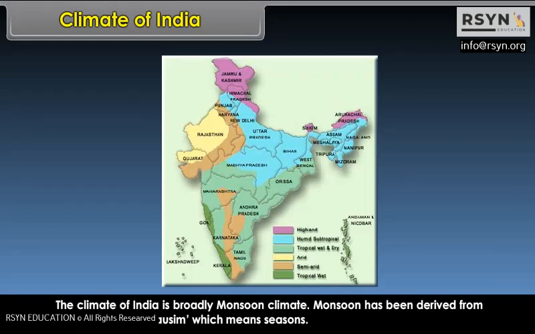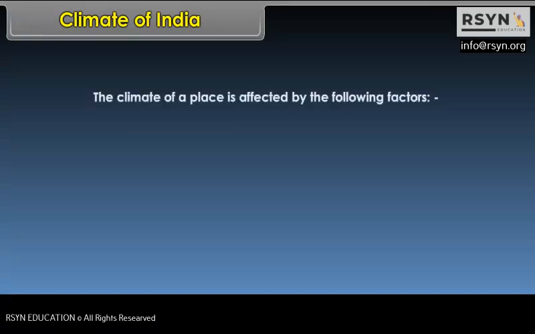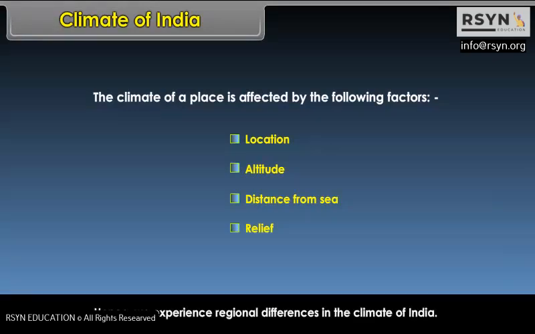Monsoon has been derived from the Arabic word mawsam, which means seasons. India is located in the tropical zone. Hence, most of the rain is brought by monsoon winds. The climate of a place is affected by the following factors: location, altitude, distance from sea, relief. Hence, we experience regional differences in the climate of India.